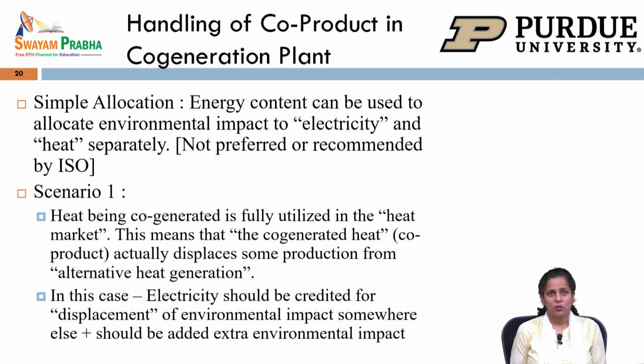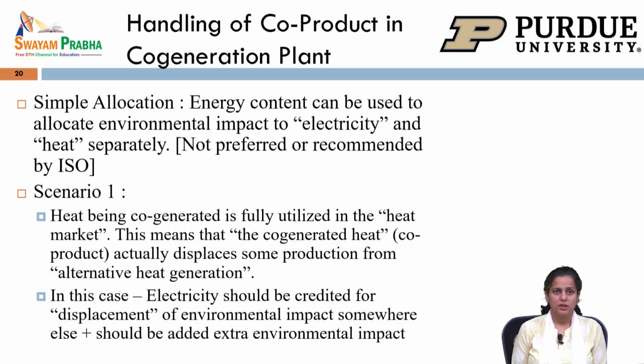You must be aware that the quality of energy in electricity and heat is different. Heat is a lower quality energy and electricity is a very high quality energy. So, it makes sense to not just use the energy content to allocate. That is why ISO does not recommend it, and most of the time this is not the right way of allocating, but it is a simpler way in case you do not want to go through the complex process of system expansion.